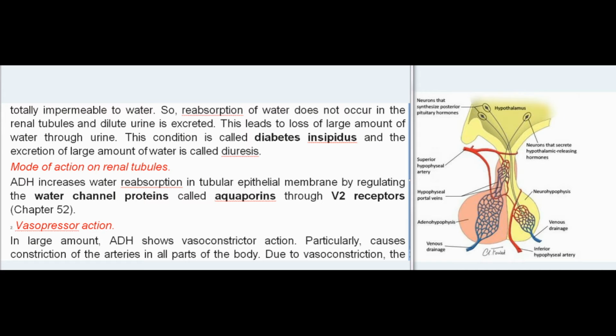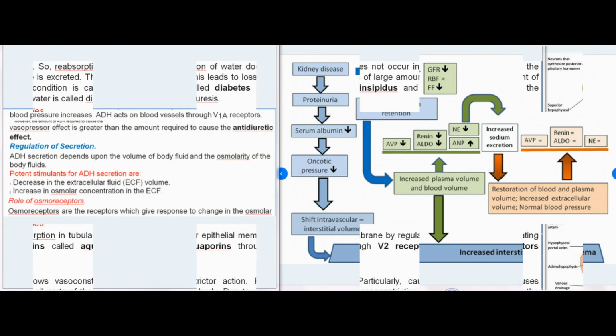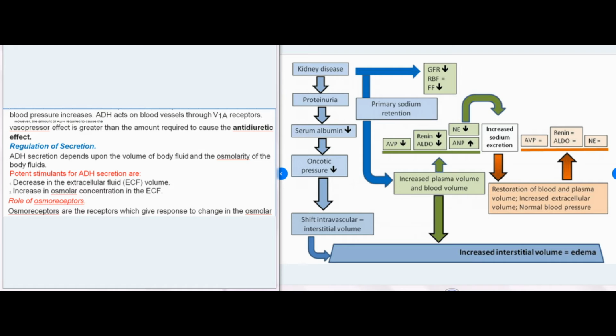Vasopressor action. In large amount, ADH shows vasoconstrictor action. Particularly, causes constriction of the arteries in all parts of the body. Due to vasoconstriction, the blood pressure increases. ADH acts on blood vessels through V1A receptors. However, the amount of ADH required to cause the vasopressor effect is greater than the amount required to cause the antidiuretic effect. Regulation of secretion.